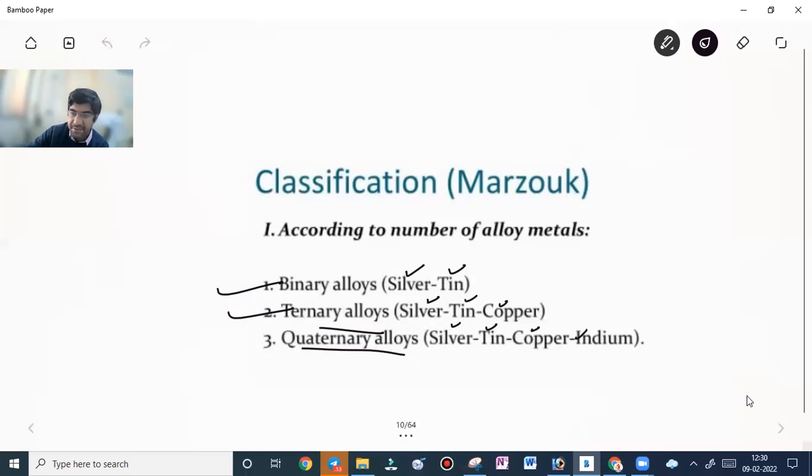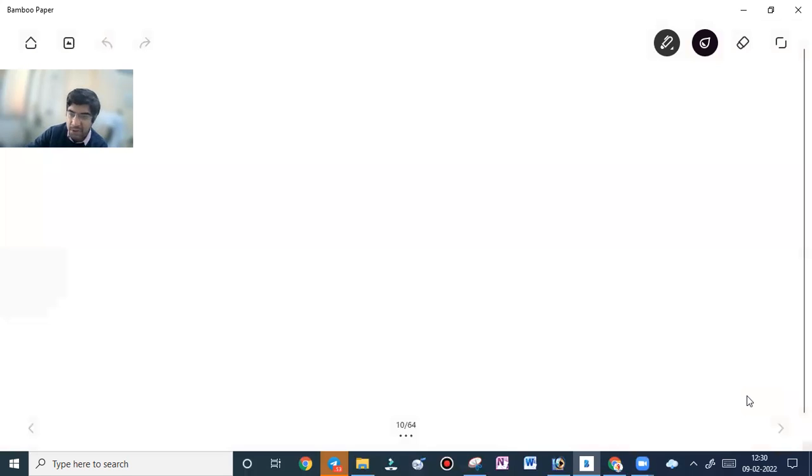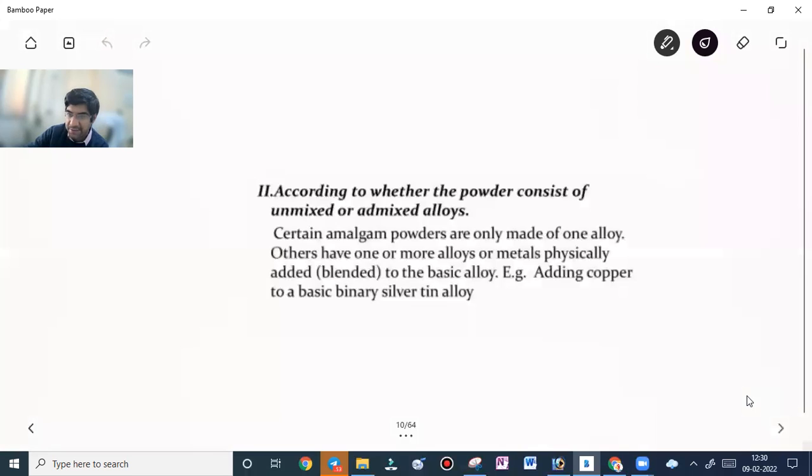Now let us discuss the classification based upon whether the powder consists of unmixed or admixed alloy. If there is more than one alloy, like when we add copper to the basic binary silver-tin alloy. Binary means it contains two metals, silver and tin, and here we add copper to the basic binary alloy.